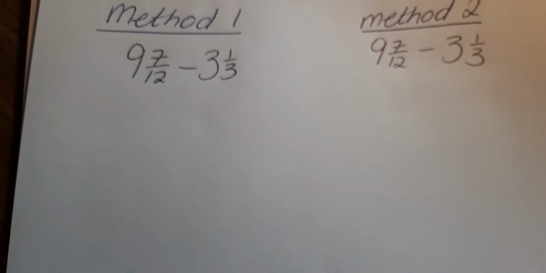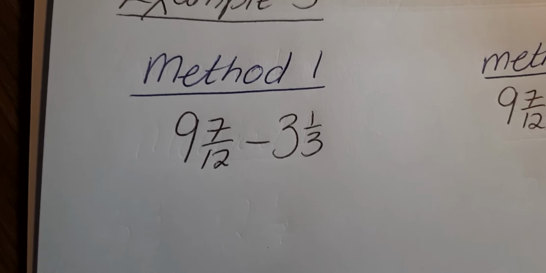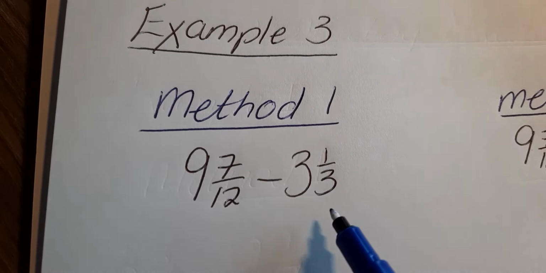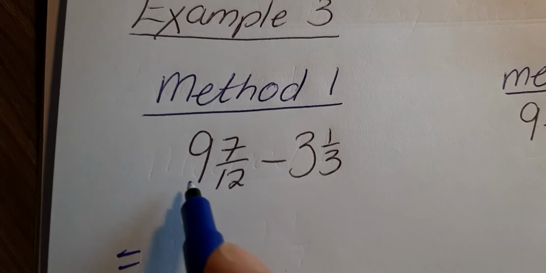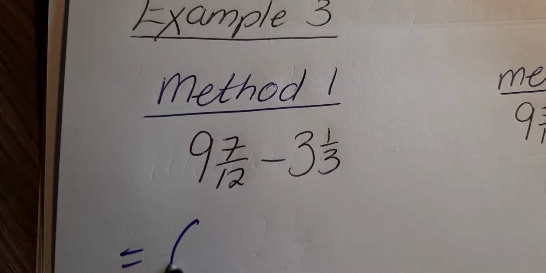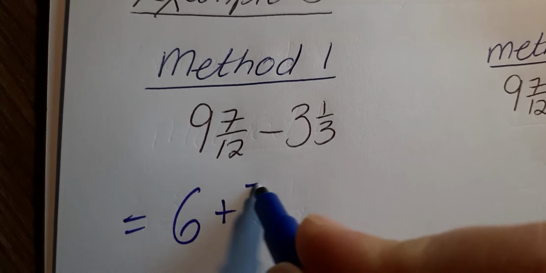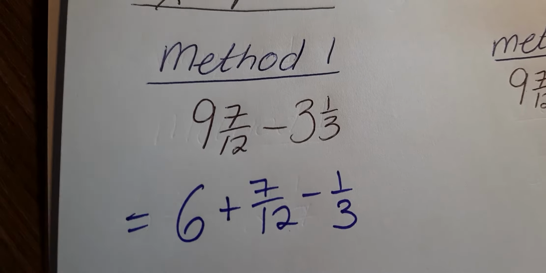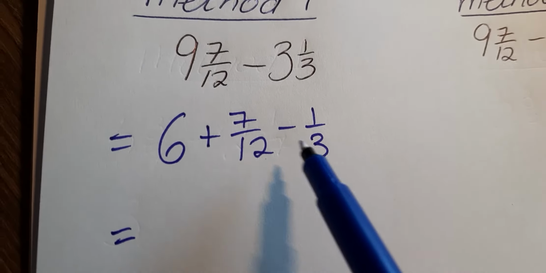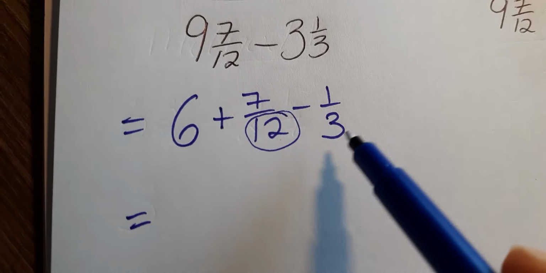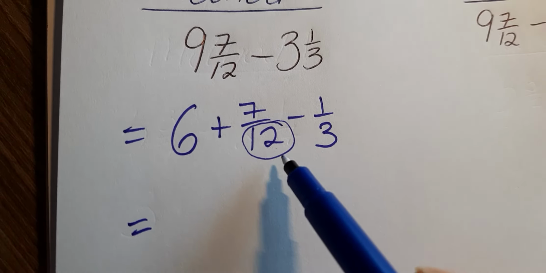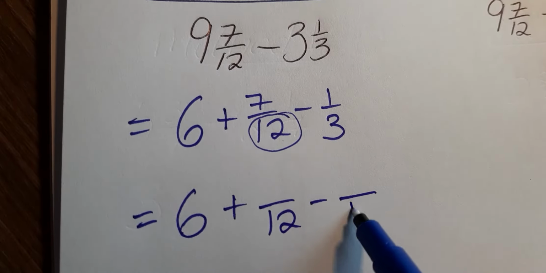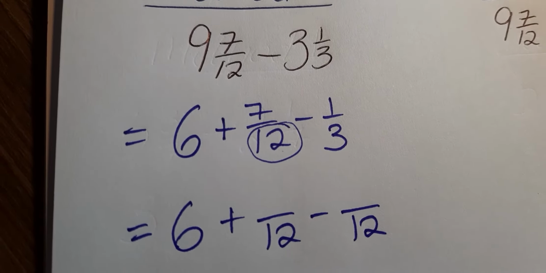Okay, let's look at another example. 9 7/12 minus 3 1/3. We say 9 minus 3 for method 1, which is 6. And then we say plus 7/12 minus 1/3. We notice the denominators are not the same. The biggest one is a 12. The 3 goes into the 12. So we'll make 12 our denominator, our common denominator.